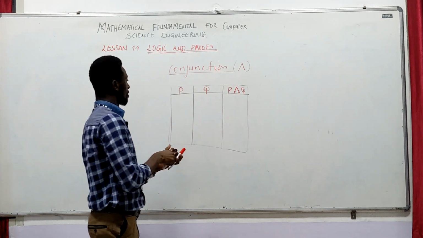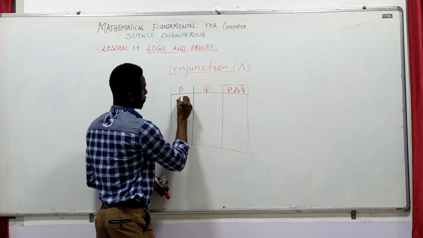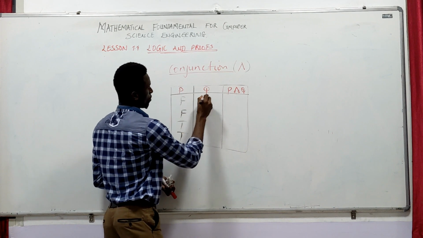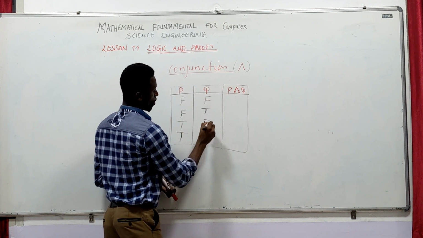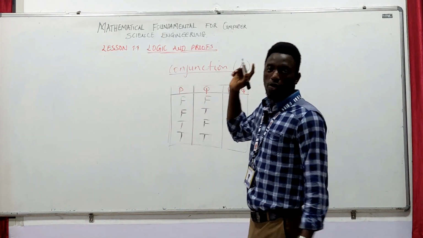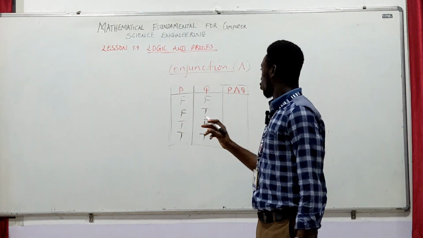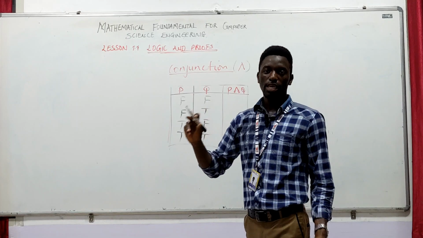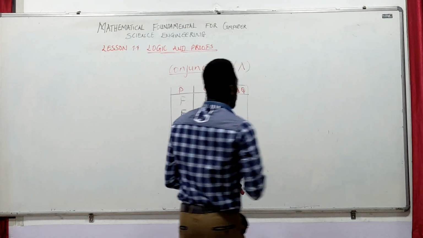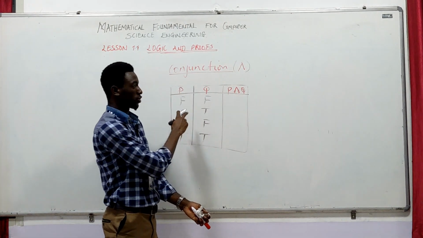P and Q. We construct the same table as the previous one. False, false, true, true, false, true, false, true. So for conjunction, if and only if one of the statements is false, then the entire statement is false. So you can only achieve true statements if both statements are true. Otherwise, it's false.